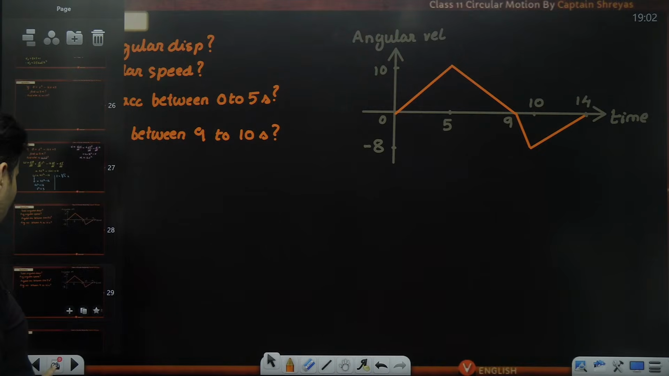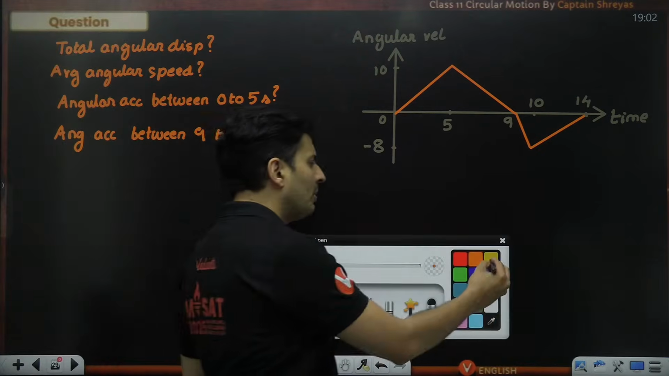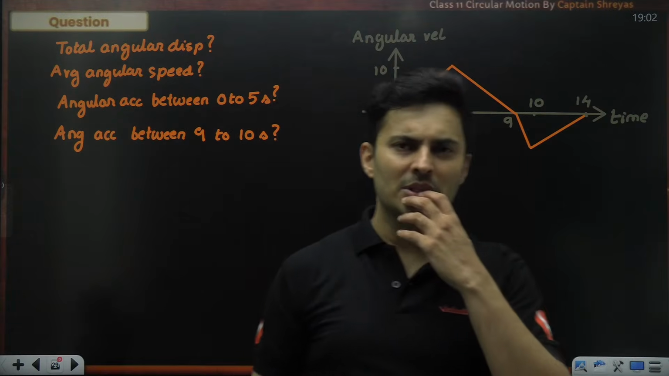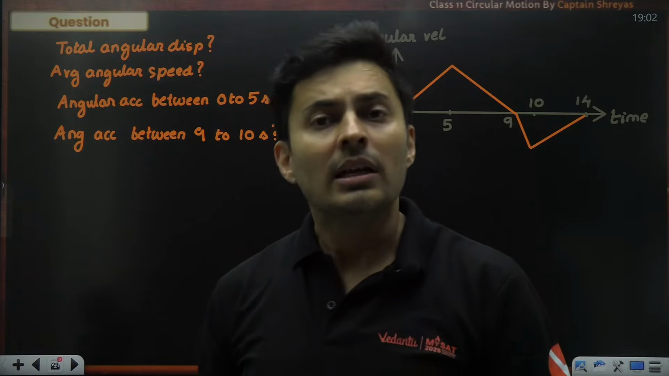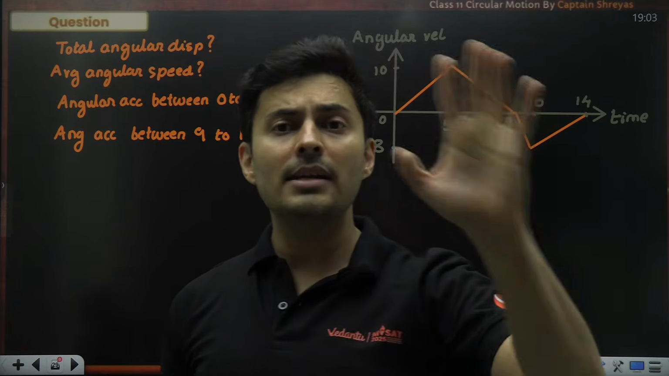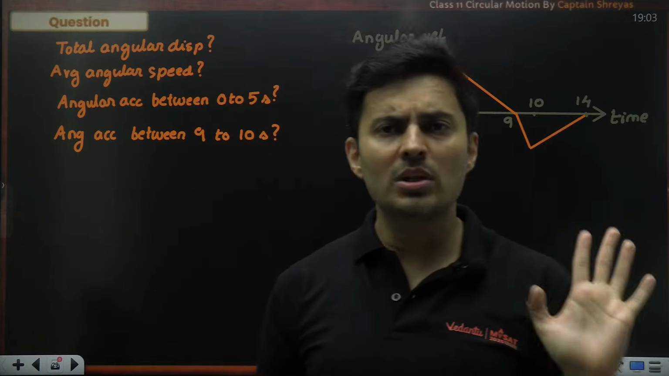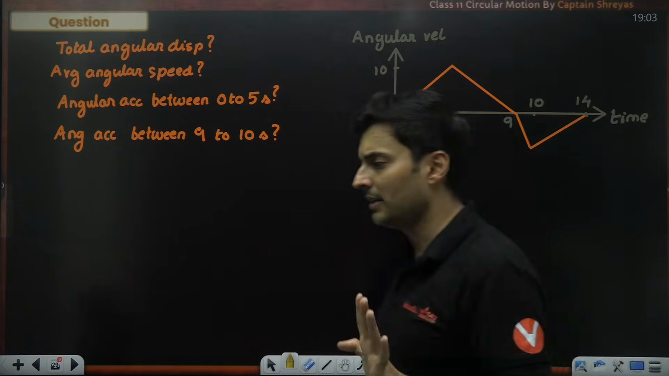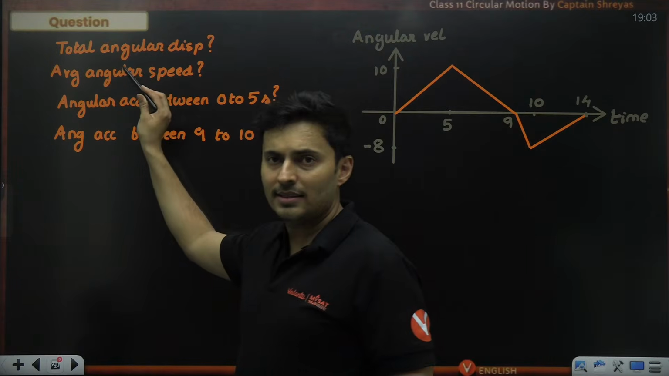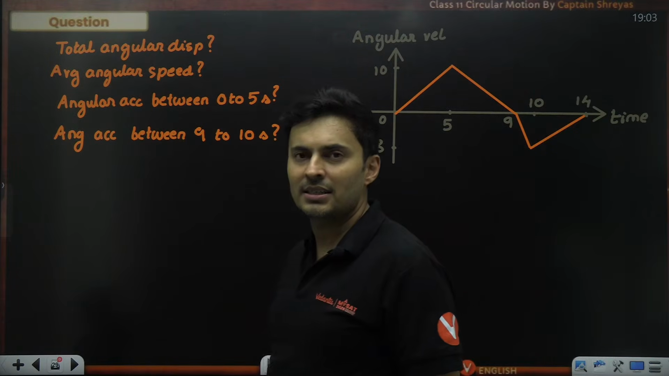So let's solve it one by one. You might be like, sir, graph, how to solve these kind of questions? I'll tell you what, forget that the word angular is used. Just treat it like a normal linear motion problem. How you would solve velocity time graph problem? Just solve it exactly like that. So think like this, that total displacement is asked.